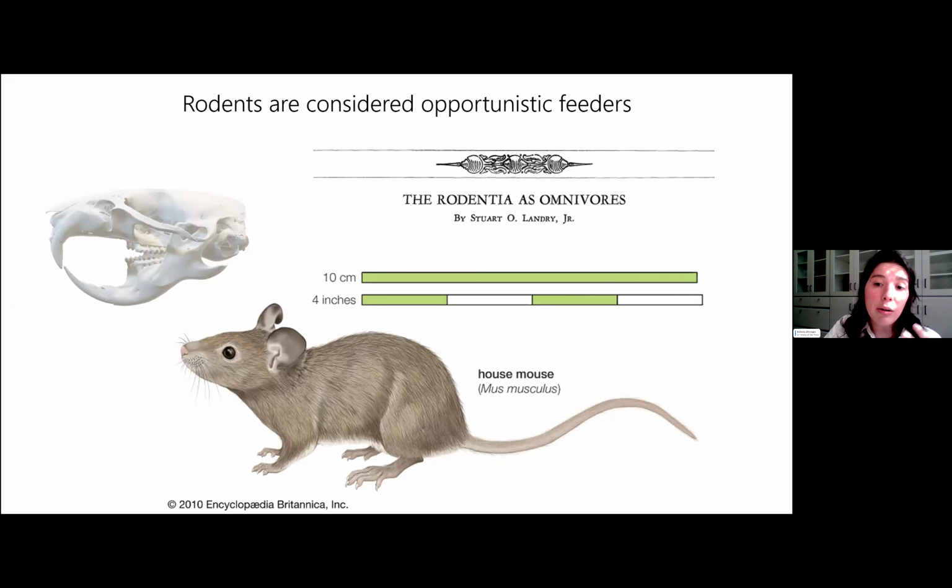They have well-developed, ever-growing incisors that are separated from the cheek teeth by a long diastema, which allows access to a great range of resources compared to other mammals and other vertebrates, including mechanically resistant resources that they can gnaw and reduce, such as hard nuts and seeds.